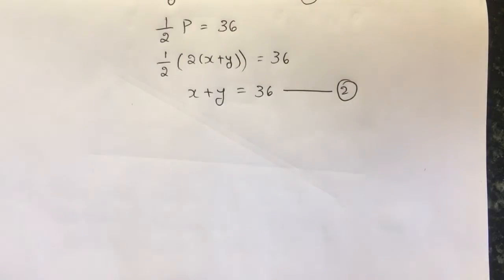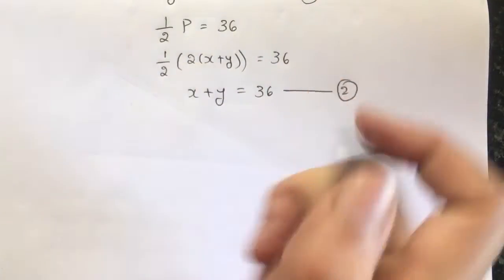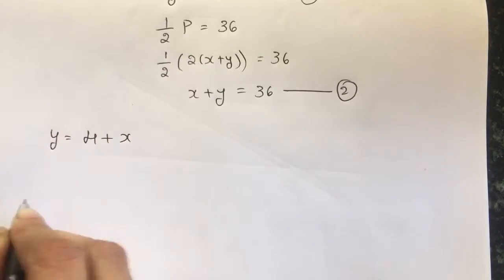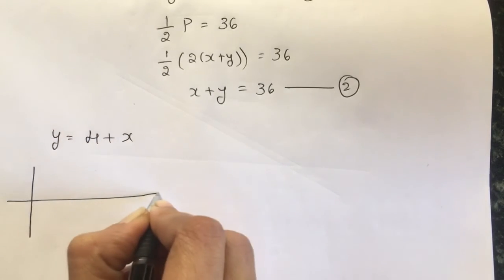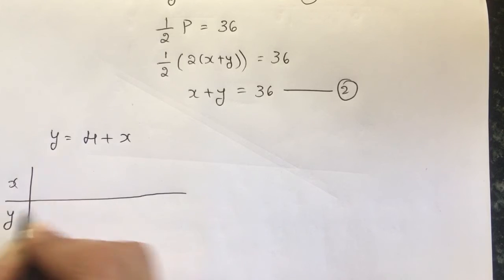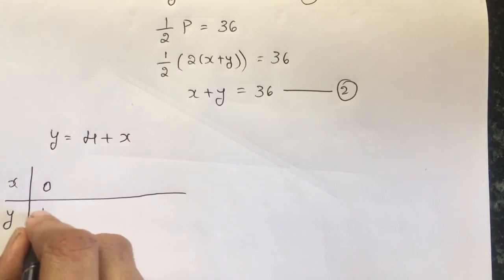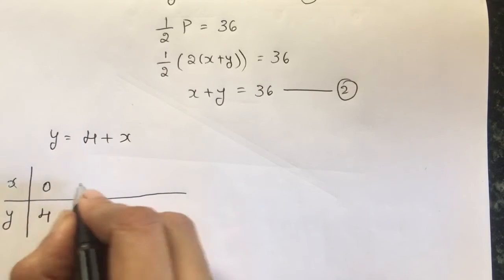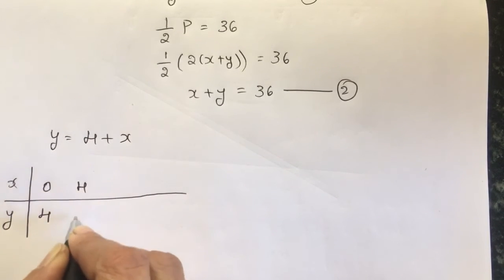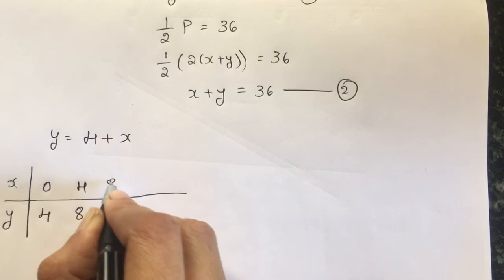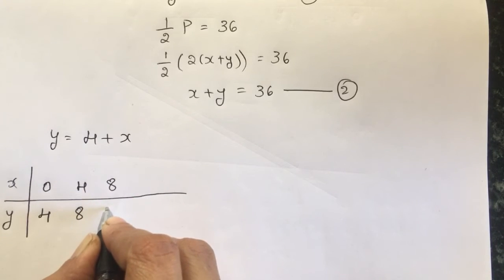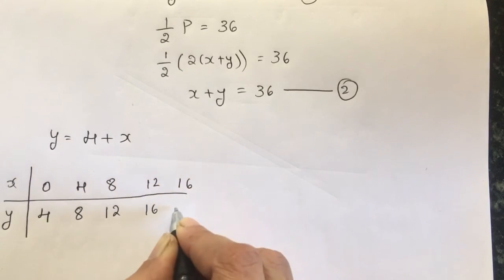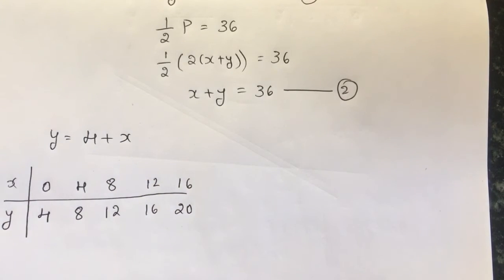I'll take these two equations and make a table for them. For the first equation, y equal to 4 plus x. Give different values to x and find y. We'll take x as 0, then y is 4. I'll take multiples of 4. When x is 4, y is 8. When x is 8, y is 12. When x is 12, y is 16. When x is 16, y is 20. No problem with this equation.